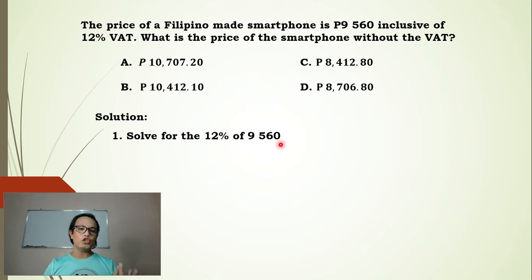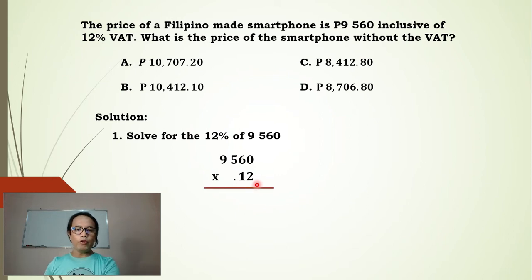So what is 12% of 9,560? Of course, we need to multiply the original price, which is 9,560, times 12%. That is 0.12, the decimal for 12%. We move 2 decimal places to the left. So that's why we have 0.12.